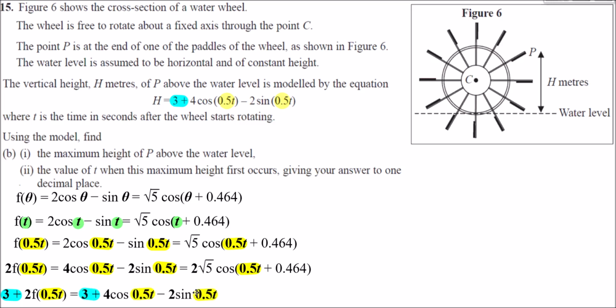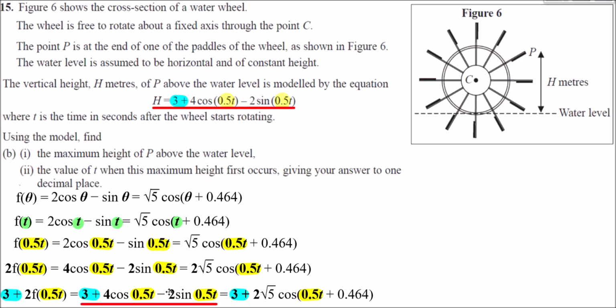So if I now put 3 plus at the front of all this, I arrive at this expression here. In terms of the model we had from part A, to adapt that finally, all I need to do is have this with an extra plus 3. So this is going to become finally 3 plus 2 root 5 cos of 0.5t plus 0.464. We're pretty much done in terms of finding this model. If we have a look at this middle piece here, I'm going to highlight this in red.